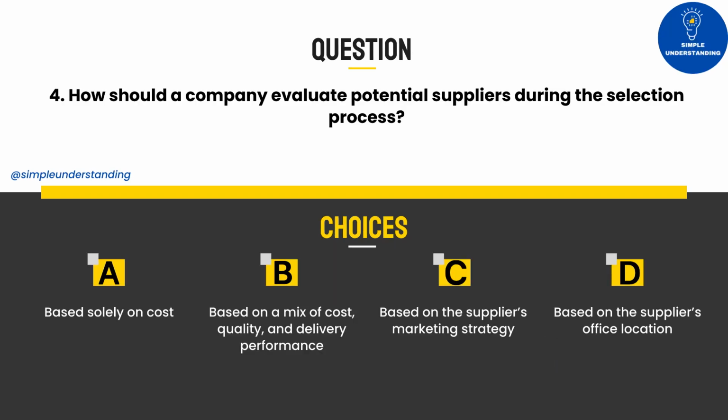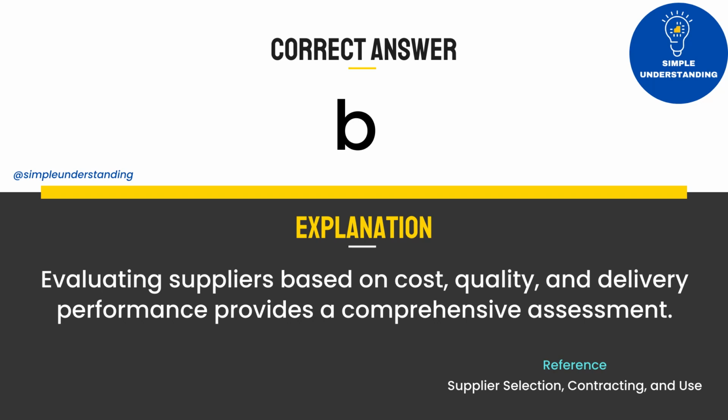4. How should a company evaluate potential suppliers during the selection process? A. Based solely on cost. B. Based on a mix of cost, quality, and delivery performance. C. Based on the supplier's marketing strategy. D. Based on the supplier's office location. Correct answer B. Explanation: Evaluating suppliers based on cost, quality, and delivery performance provides a comprehensive assessment.